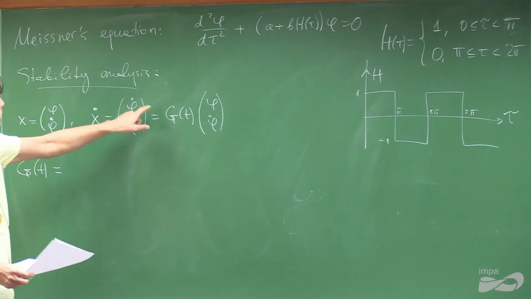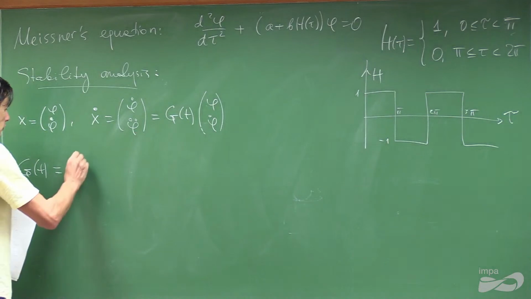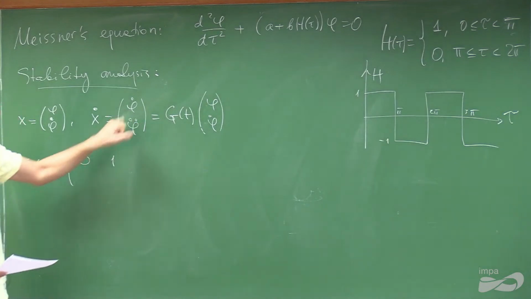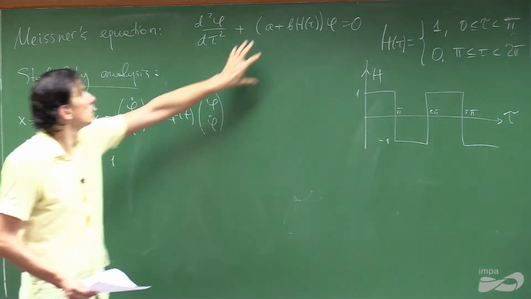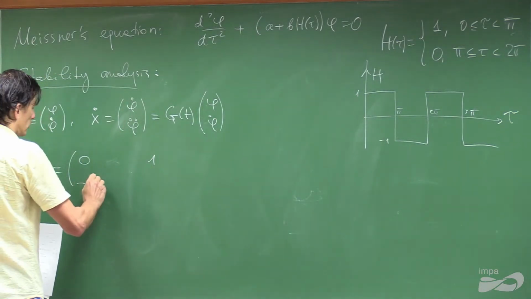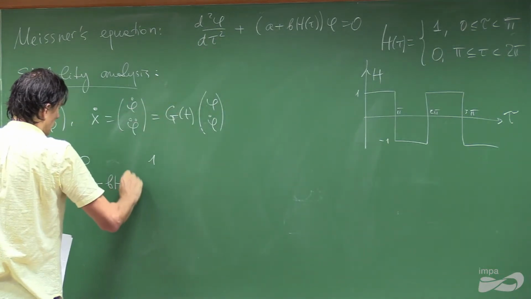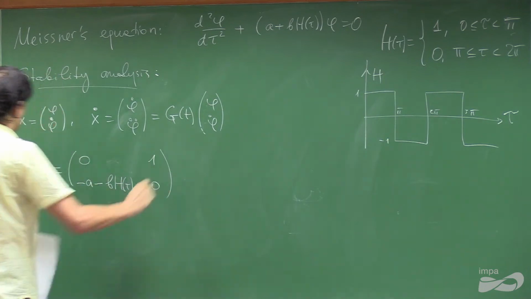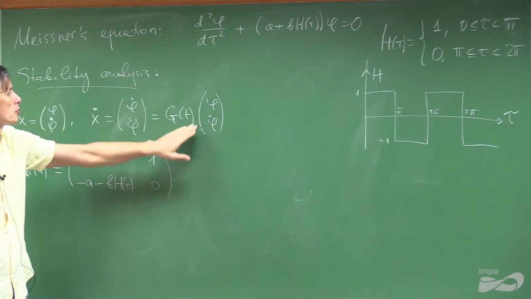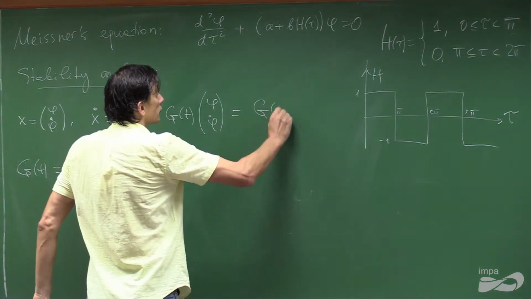So first, you should get phi dot. In order to get phi dot, you just put 0, 1. So when you multiply this matrix by this vector, you get phi dot. And phi double dot is this term. So it should stay here, minus a, with a minus sign, because we put it on the other side, minus b h of tau. And here 0. So you can see that this equation can be written in this form, g of t times x.